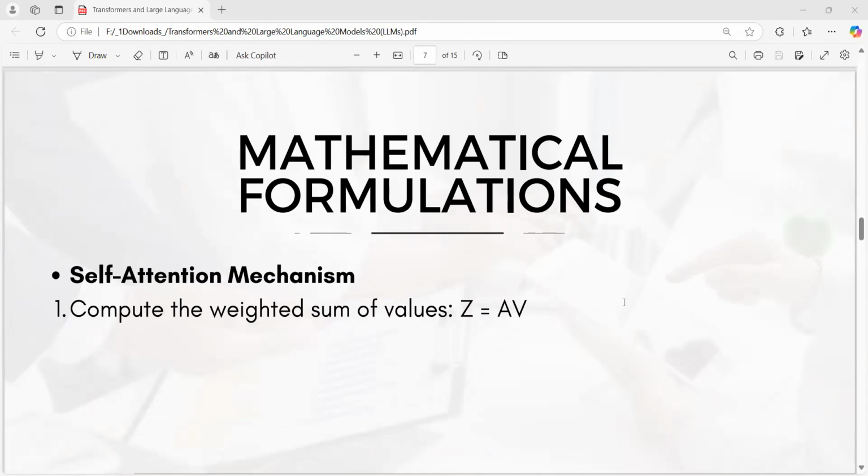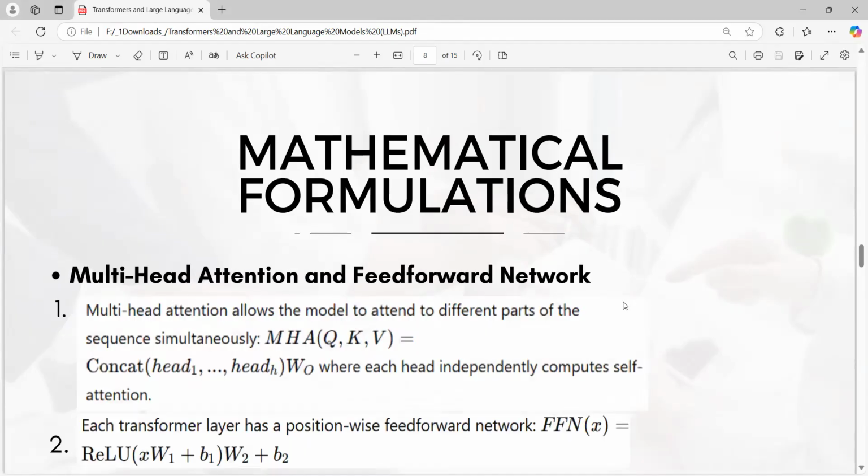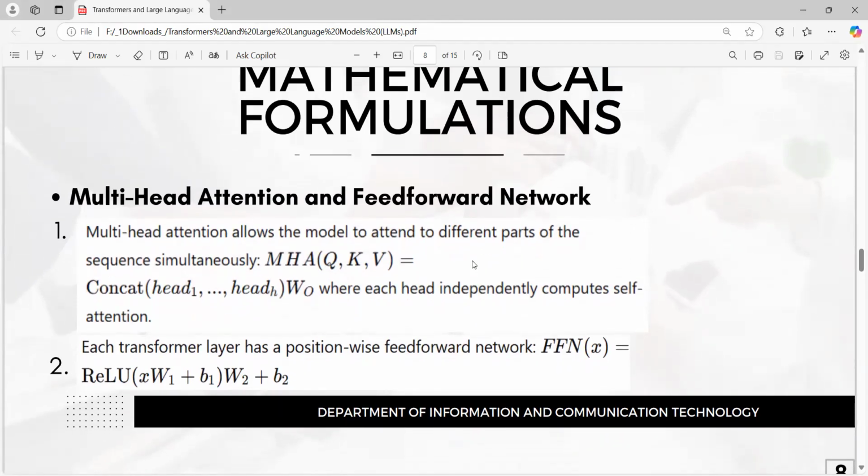The second thing which is usually considered is multi head attention. Multi head attention allows the model to attend to different parts of the sequence simultaneously. So it concatenates different heads, as we can see on the screen, with WQ, where each head independently computes self attention. We also have the feed forward network: every single transformer layer has a position wise feed forward network.